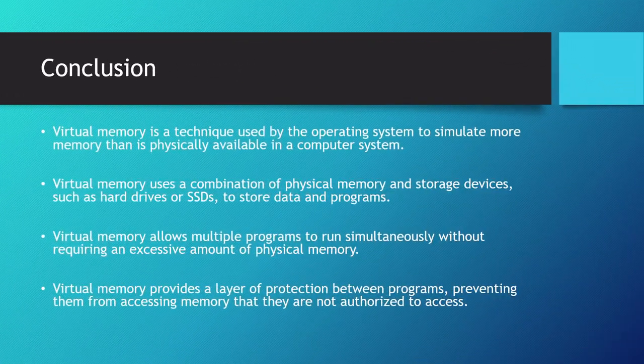We now come to the conclusion of our topic. The first one, virtual memory, is a technique used by the operating system to simulate more memory than what is physically available in a system. It uses a combination of physical memory and storage devices, you can say a hard disk or an SSD, to store multiple programs and data. It also allows multiple programs to run simultaneously without requiring an excessive amount of physical memory. Virtual memory provides a layer of protection between programs, preventing them from accessing memory that they are not authorized to access.